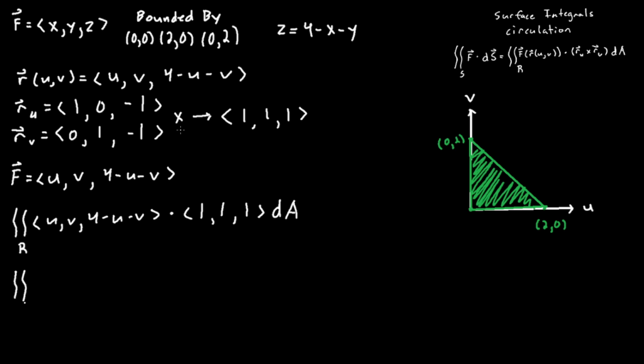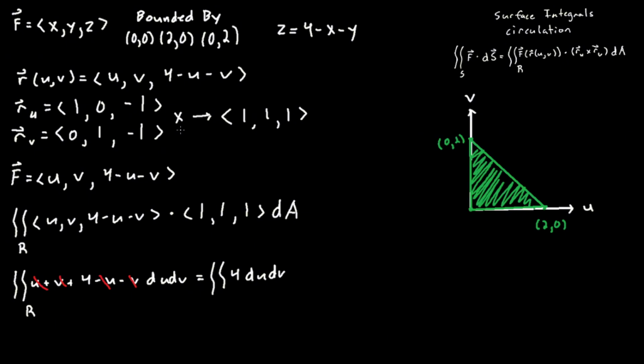Now, all we have to do is find our bounds and solve for this dot product. Well, solving for this dot product is easy. Everything is just multiplied by 1 and you add it together. So you have 4 minus u minus v du dv, and these terms cancel out. So all you're left with is a double integral of just 4 as the integrand.